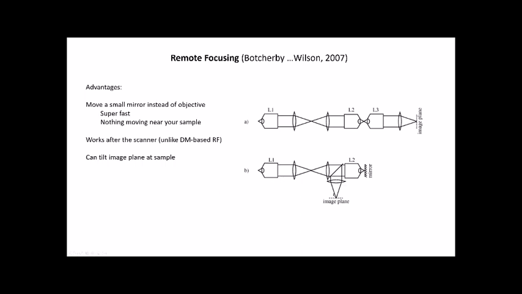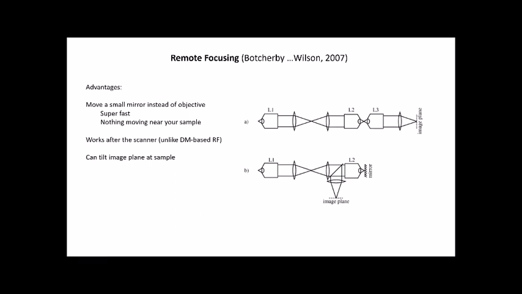Where you have a mirror at this intermediate image plane. But now you can simulate moving L3 and this lens and the image plane relative to L2 just by moving this mirror back and forth. And the huge advantage of this is that you can move this tiny mirror instead of your whole objective that's looking at the sample, which is super, super fast. You don't actually have to move anything near your sample.